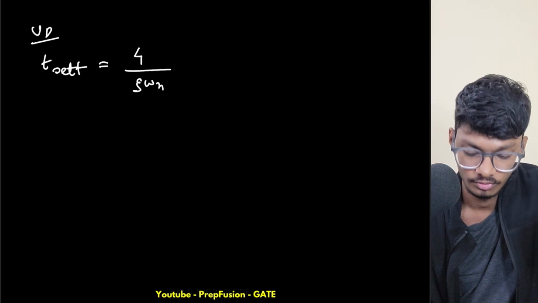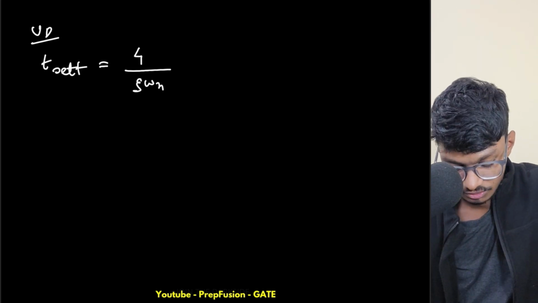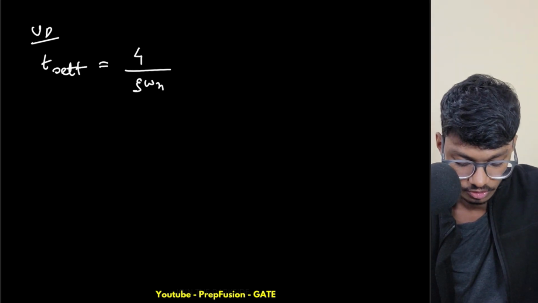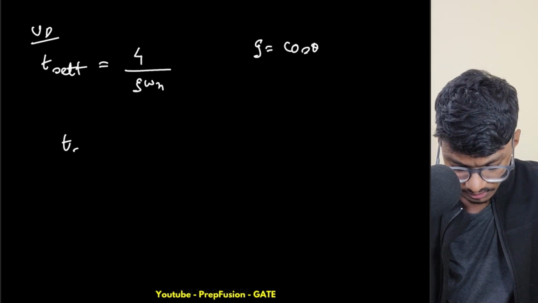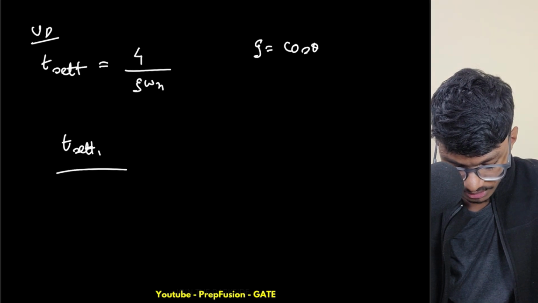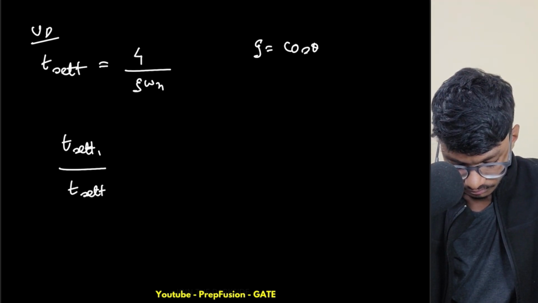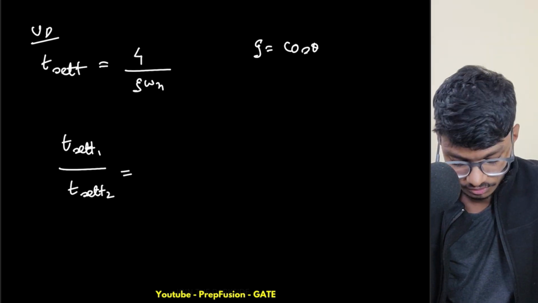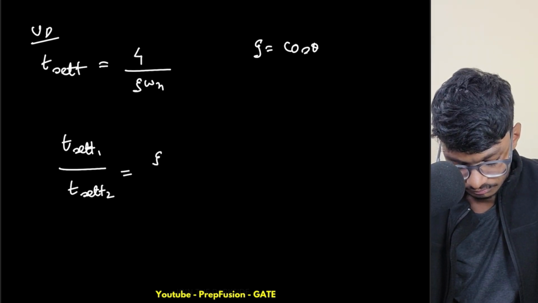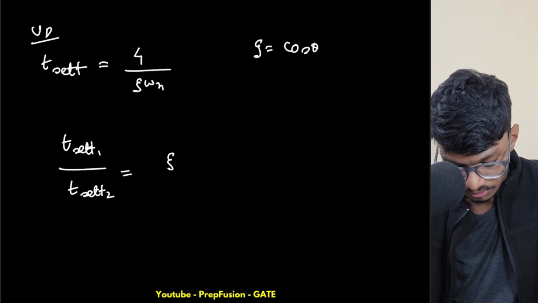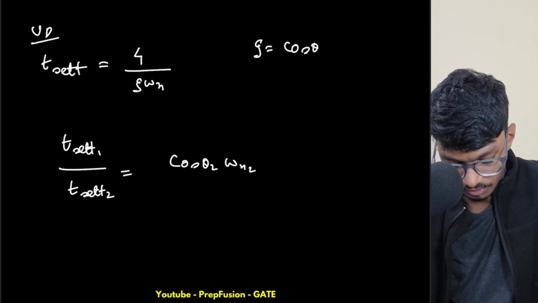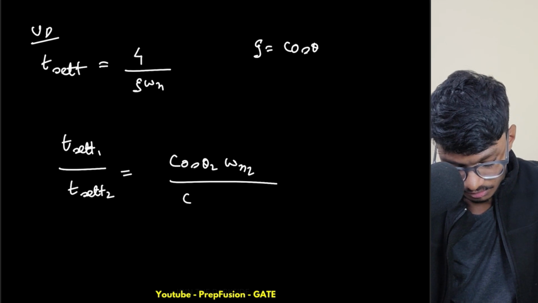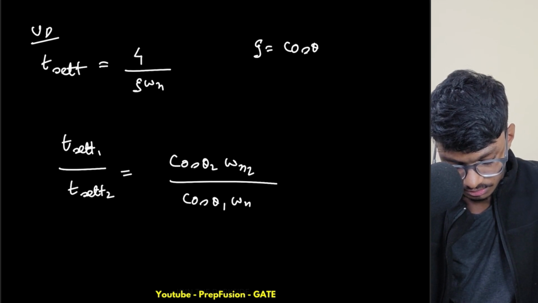Now the 2% error band formula is given. Your zeta is changing, and zeta is equal to cos theta, and omega n is also changing. So simply you do the ratio: t settling 1 upon t settling 2, which equals, inversely, cos theta 2 into omega n2 upon cos theta 1 into omega n1.